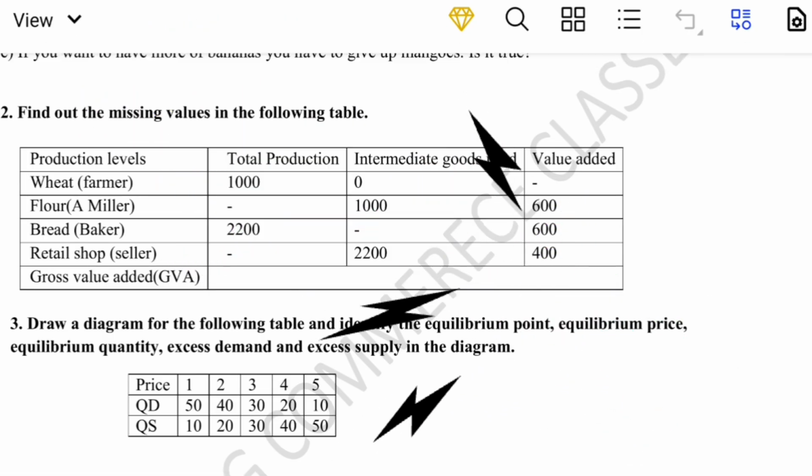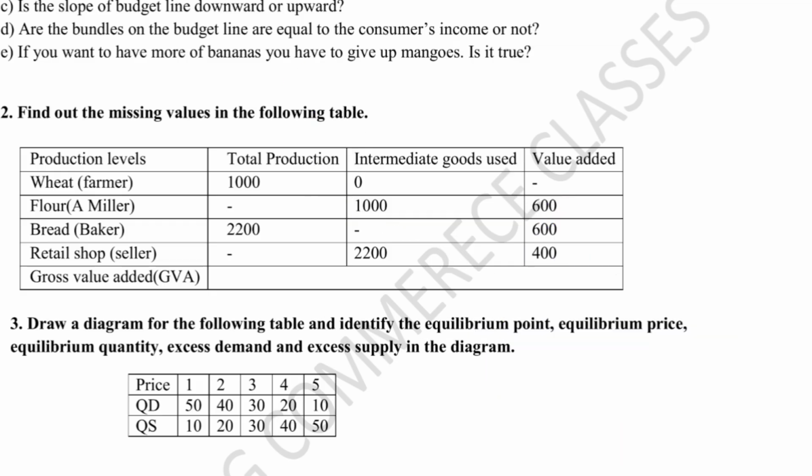So now total production is 1000 plus 0, that is 1000. Next, flour: 1000 plus 600, 1600. Next, 2200 minus 600, 1800.